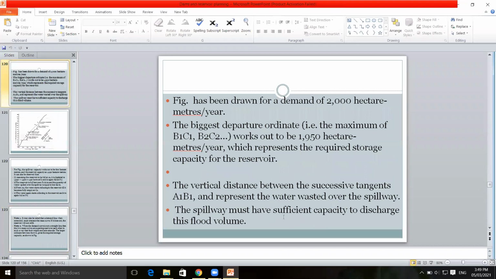So the spillway must have sufficient capacity to discharge this flood volume. The spillway should be located within the dam or outside the dam. The capacity of the spillway should be such that it has sufficient capacity to discharge this flood volume during the rise of the water level.